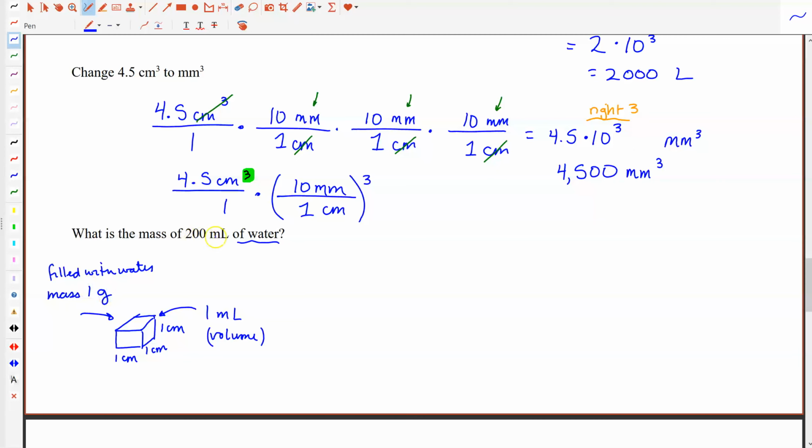So if I have 200 milliliters, or 200 of these cubes, each one filled with water, each one of those cubes has a mass of 1 gram, so ultimately, when everything's said and done, this will all have a mass of 200 grams. So the connection is 1 milliliter of water at its maximum density has a mass of 1 gram.